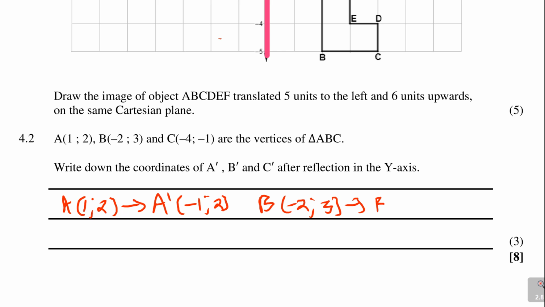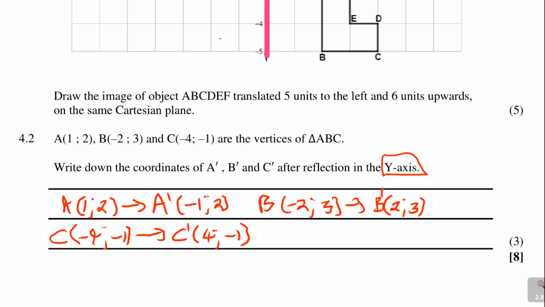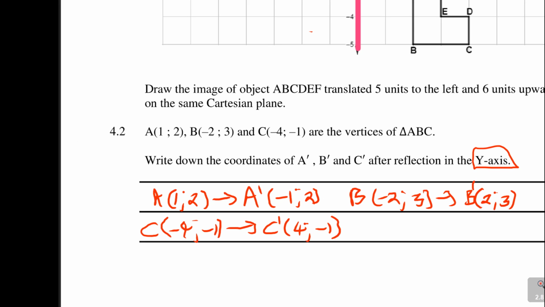And then B, minus 2, 3, it becomes what? You focus on what? On the x-axis. When you reflect along the y-axis, you change the x-axis only. It becomes 2 and 3. The opposite is true. And then C, so this is B, the new B. C was what? Minus 4, minus 1. It will become the new C, which is what? 4, minus 1. Alright, so this is a reflection along the y-axis.